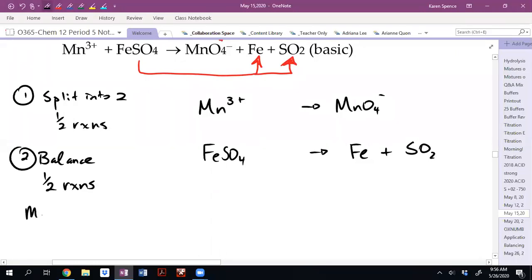First the major atoms, then oxygen, hydrogen, and charge. Our major atoms in reaction number one, manganese is just one on each side. In our second reaction, iron is just one on each side, and sulfur is just one on each side. So we don't have to do anything for the major atoms.